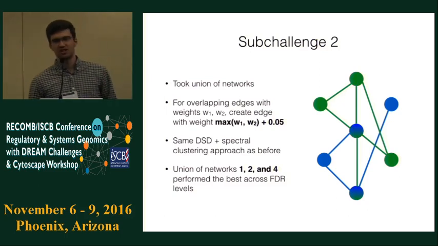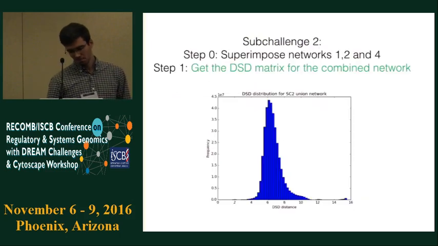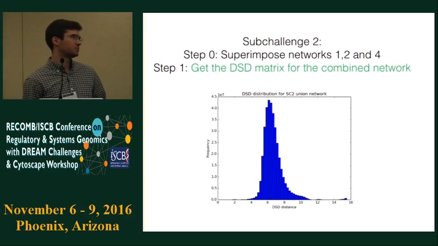And we tried a bunch of different combinations of these networks, and it turned out the union of networks 1, 2, and 4, so that's the two PPI networks plus the co-expression network, ended up doing the best for us. And this is the distribution we get from that network, which also looks pretty good.